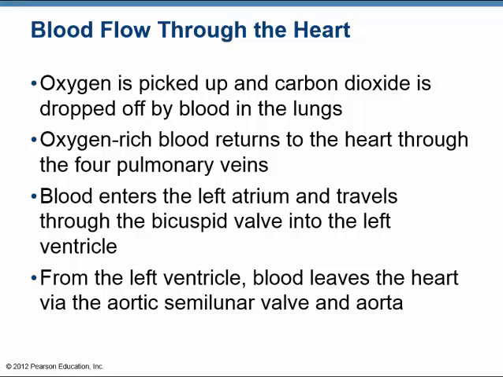Oxygen is picked up and carbon dioxide is dropped off by blood in the lungs. Oxygen-rich blood returns to the heart through the 4 pulmonary veins. Blood enters the left atrium, travels through the bicuspid valve into the left ventricle. From the left ventricle, blood leaves the heart via the aortic semilunar valve and aorta.